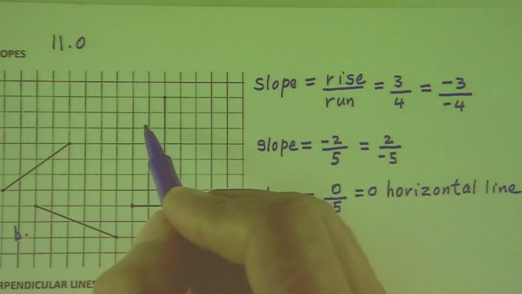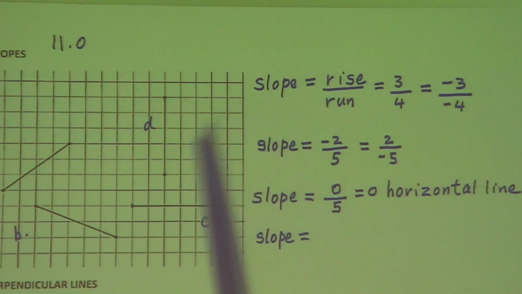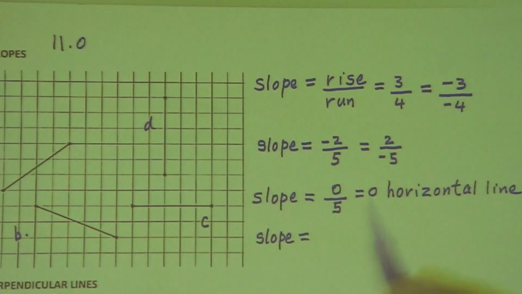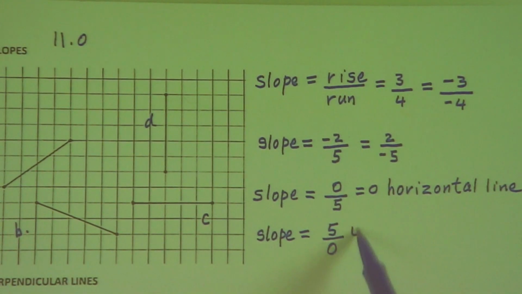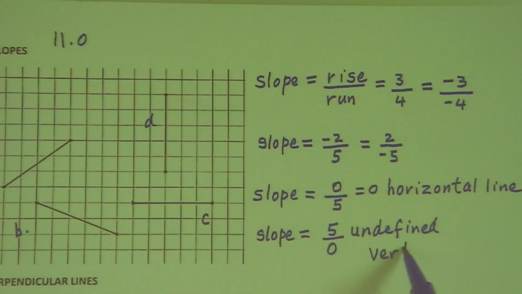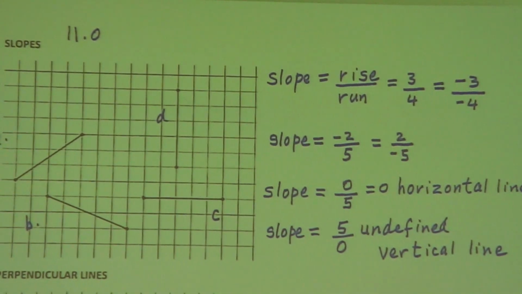Let us take D. So the vertical line, rise, I rise up 1, 2, 3, 4, 5, but there's no run, the run is 0. And 5 divided by 0 is undefined. So a vertical line, its slope is undefined. Remember, you can pause the video as needed.